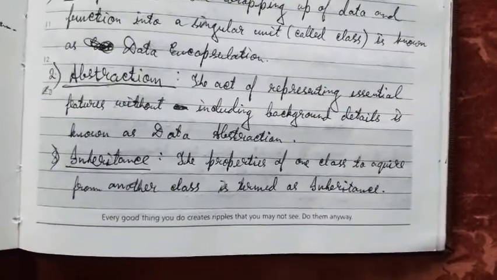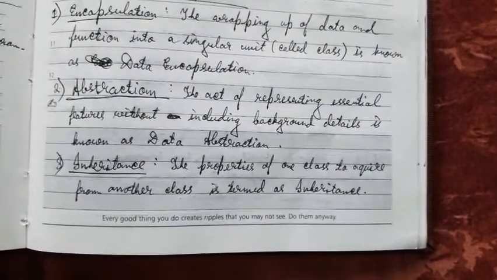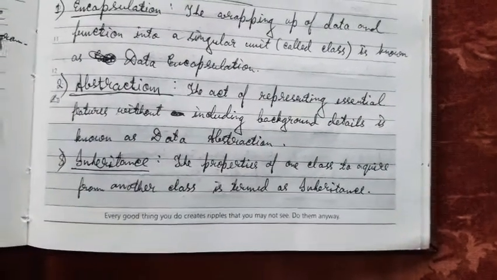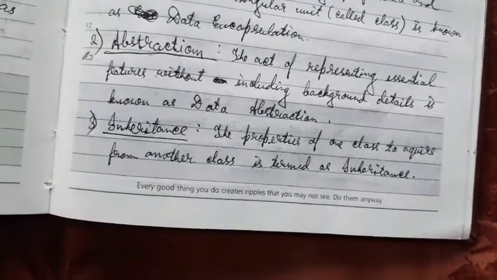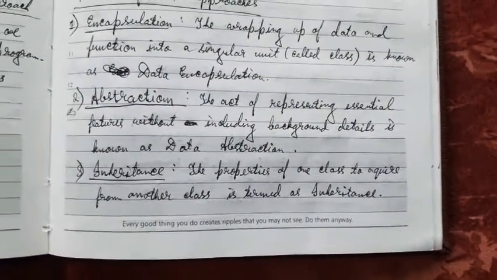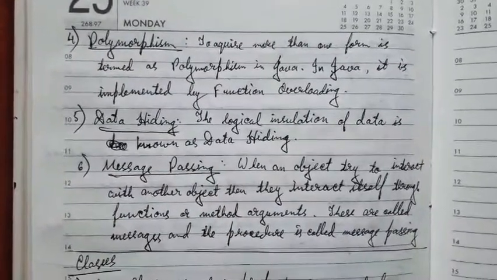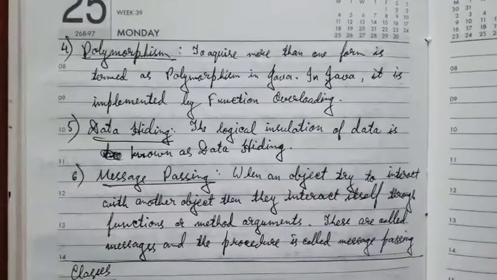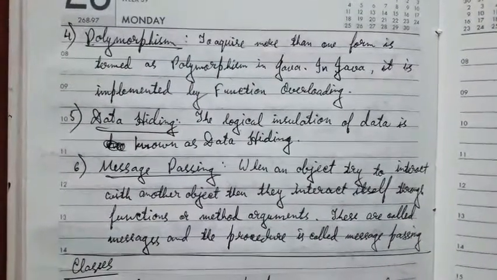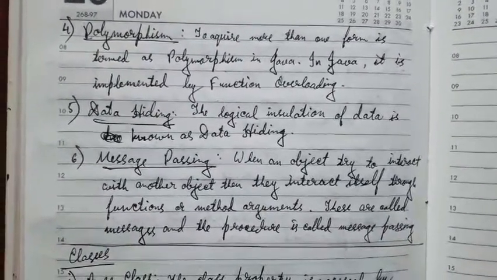And the next is inheritance, the properties of one class to acquire from another class. It's the same as function calling, right? The properties of one class it acquires from another class. Alright, okay. Next feature is polymorphism. What is polymorphism? To acquire more than one form is termed as polymorphism in Java. Polymorphism means to acquire more than one form.